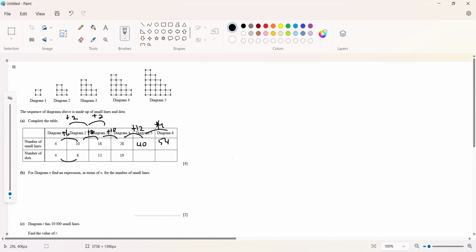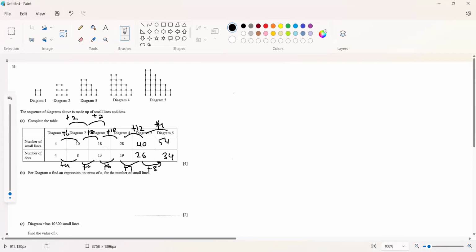So for the bottom layer it is plus 4, plus 5, plus 6. So this is plus 7, which is 26, and then plus 8, which is 34. Right? So we have filled in the table in that sense. So find an expression for the lines.